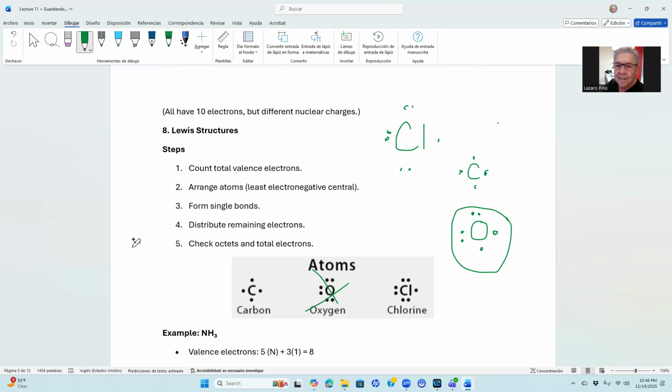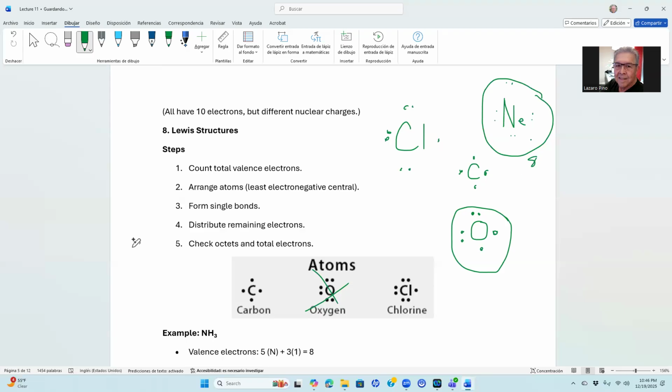But if you go to the noble gases that are in the last column, I'm going to represent, for example, neon. Neon has 8 electrons in the outermost shell, 8 valence electrons. Then this configuration is very stable. They don't need electrons, or they don't need to lose electrons to have 8 electrons in the outermost shell.